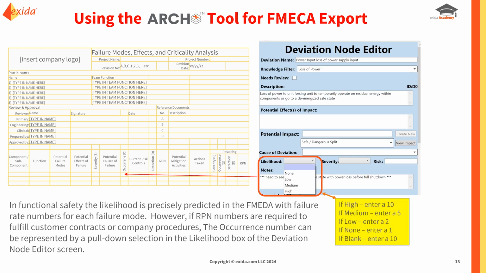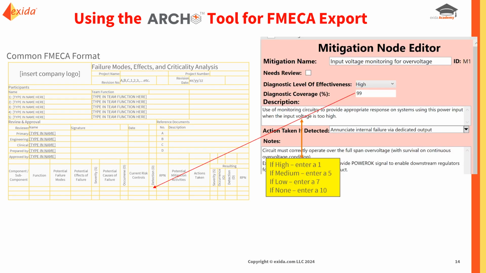Likelihood, if you need that number, can be entered with a quick pull-down list, and will automatically generate appropriate numbers for your occurrence or likelihood. You don't have to do that for functional safety, but it's a good way to enter that number rapidly right now. You do not want to get bogged down in debate.